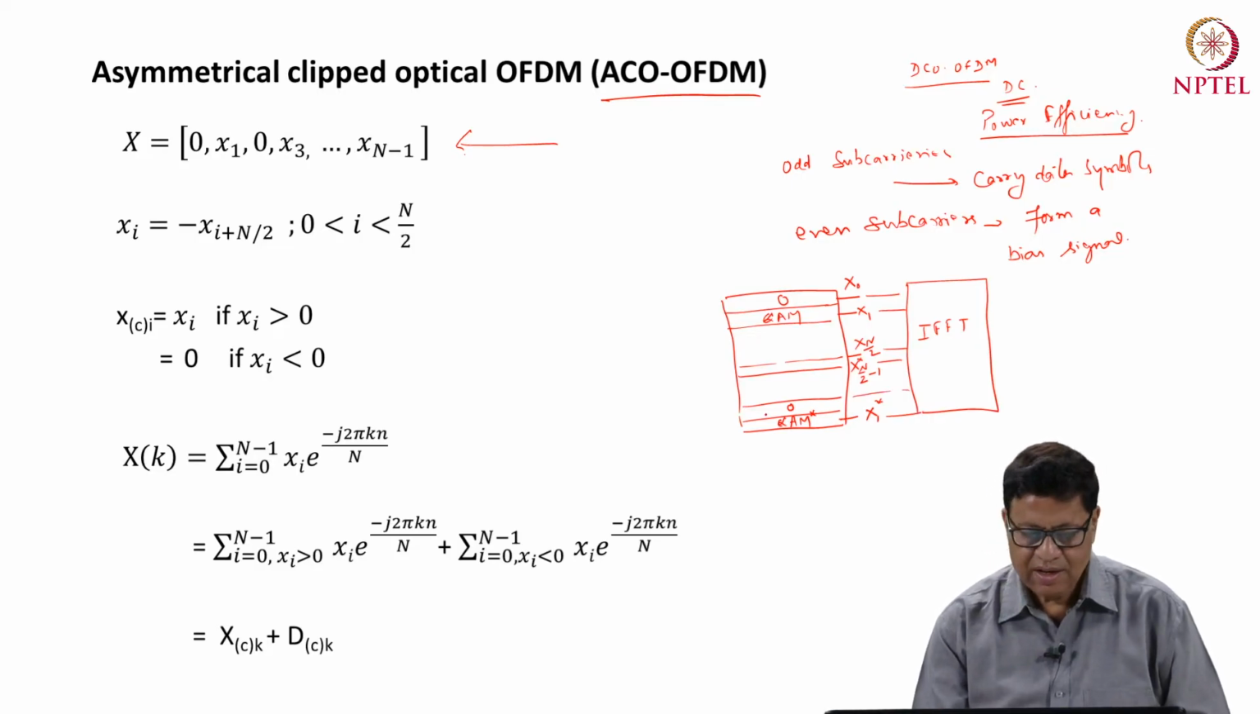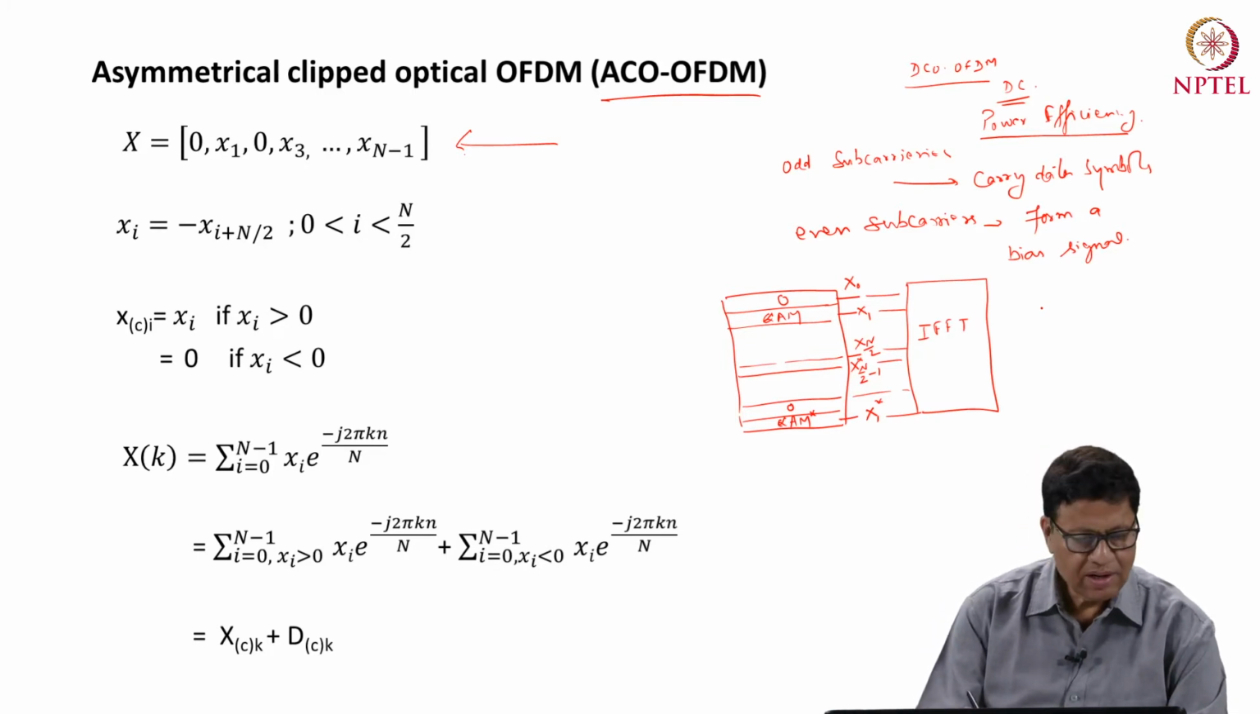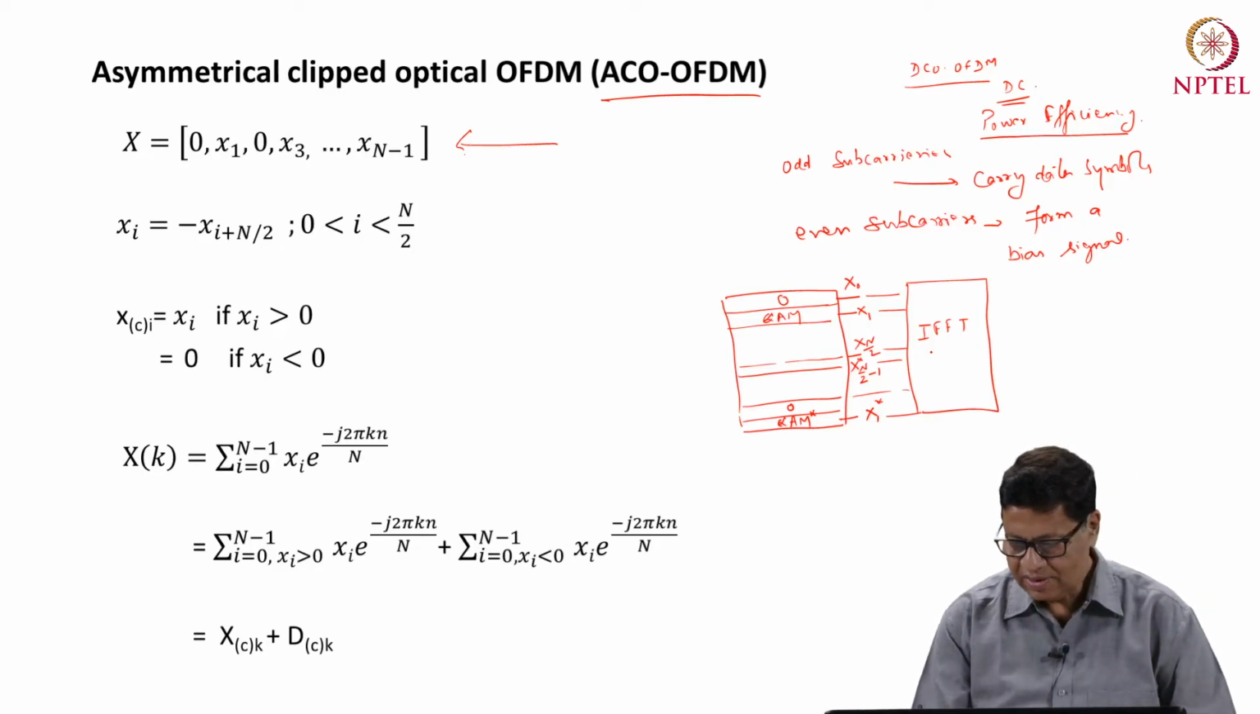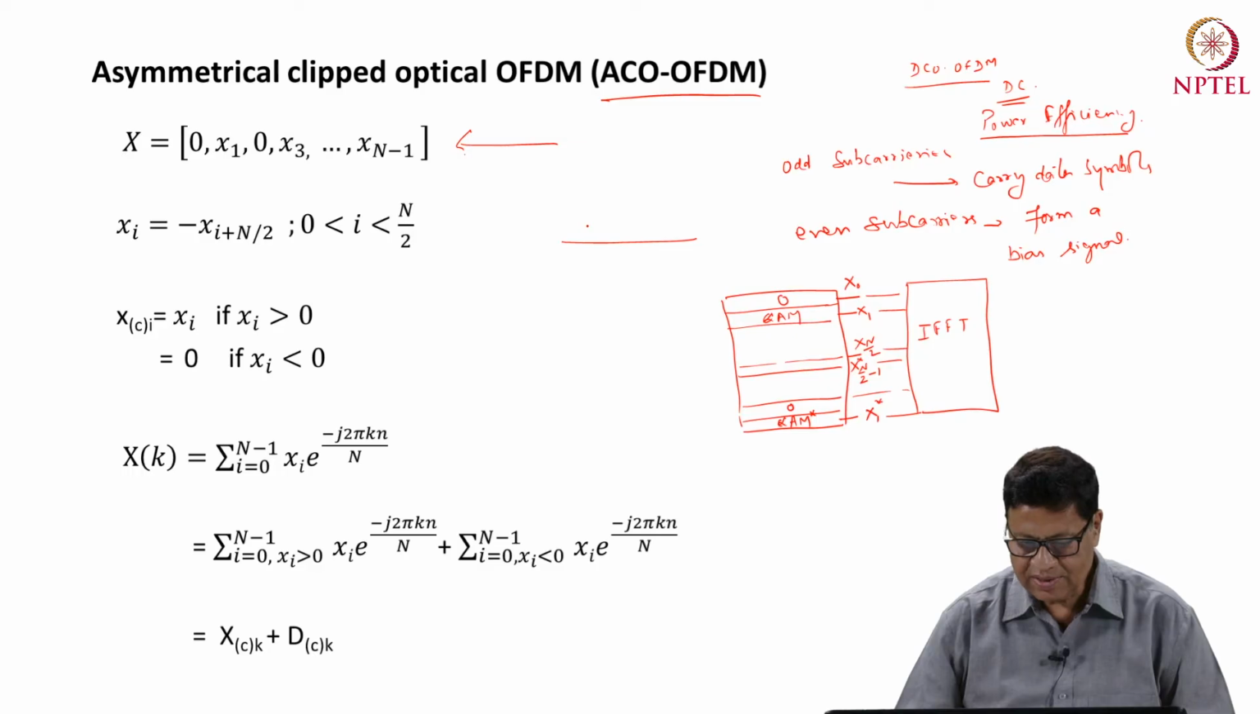So as we see here, the odd subcarriers carry data symbols and even subcarriers are 0, and they are given to the IFFT block, and you get samples in the time domain. The property of such a signal, the output of the IFFT, will be actually antisymmetric, which means the samples we can see in the next slide.